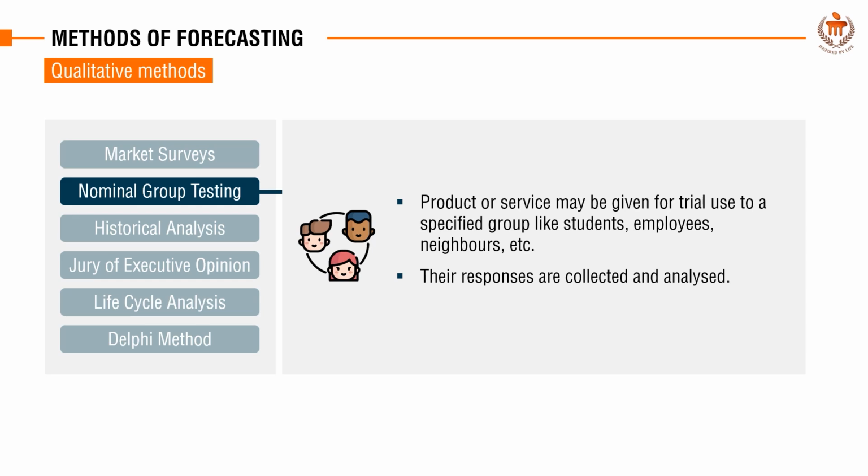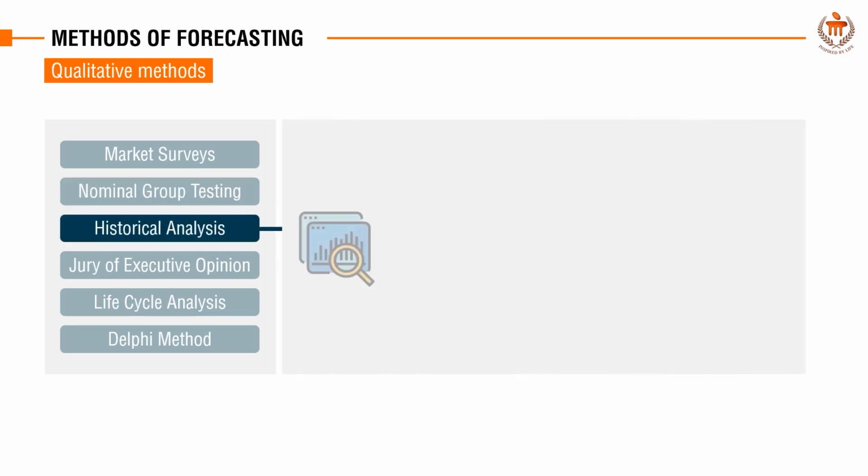market release. For example, a company may give a newer software application to employees to test its usability and features. Based on the feedback, improvements can be made and demand can be forecasted. While effective in gathering detailed feedback, the representativeness of the selected group is crucial for ensuring the accuracy of the forecast. Third is historical analysis.